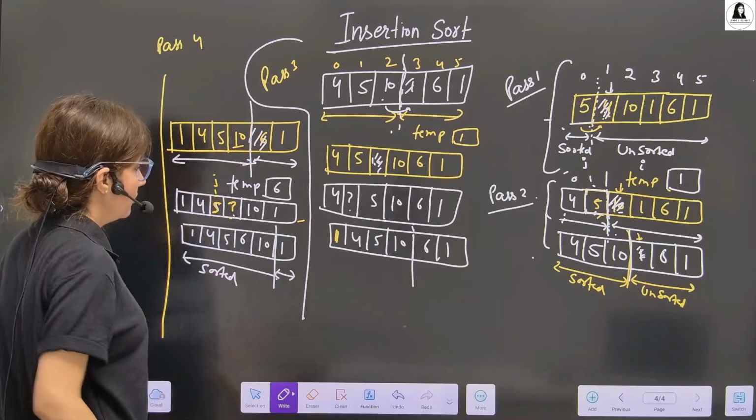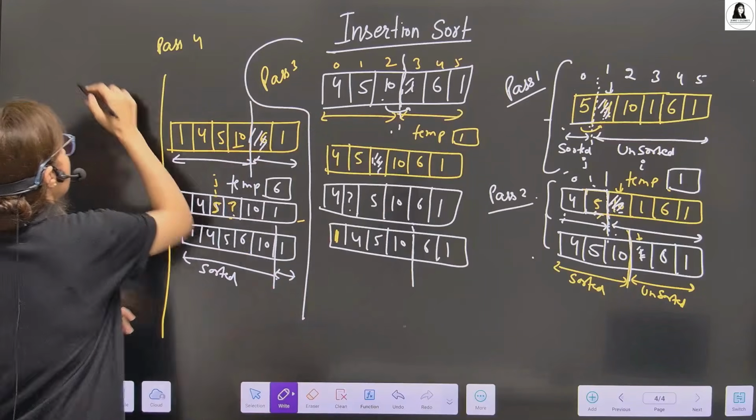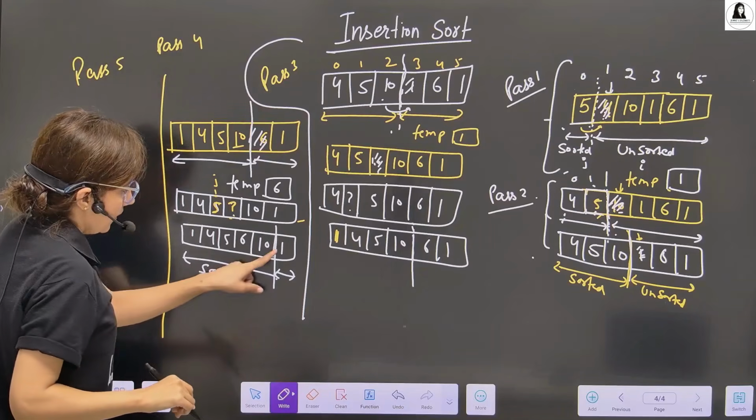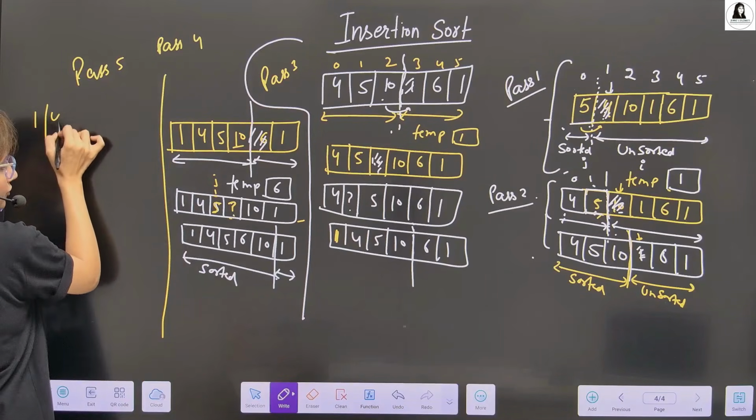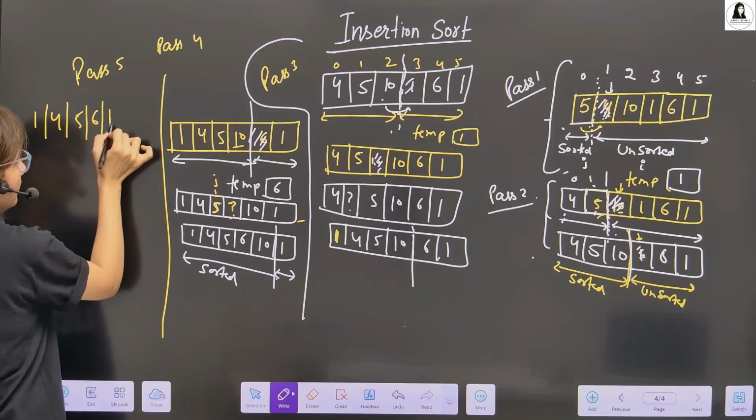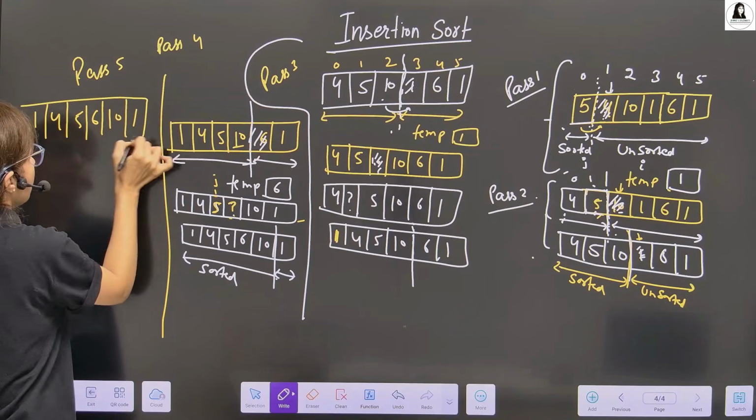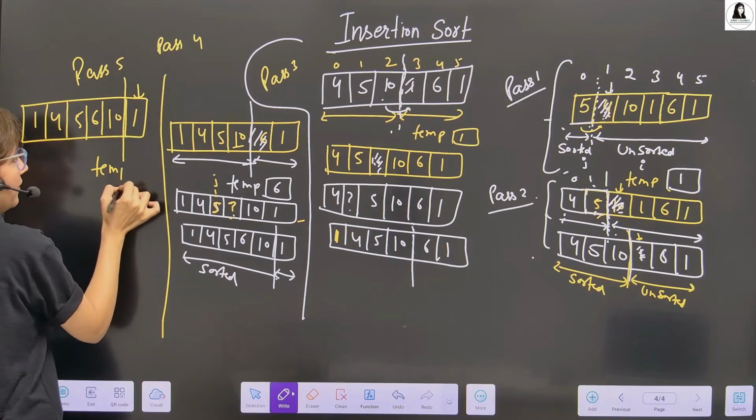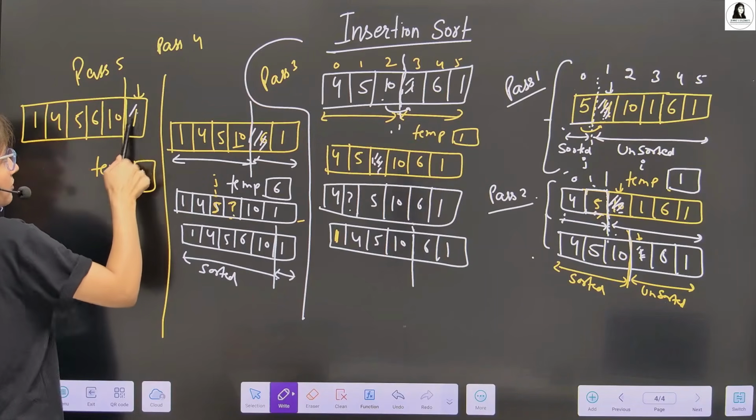This is the unsorted portion. Now the next pass, 5. I'll take this. Now erase this. 1, 4, 5, 6, 10 and 1. I'll take this. Only one element we have in temp. I have 1. So this is like blank space for me.